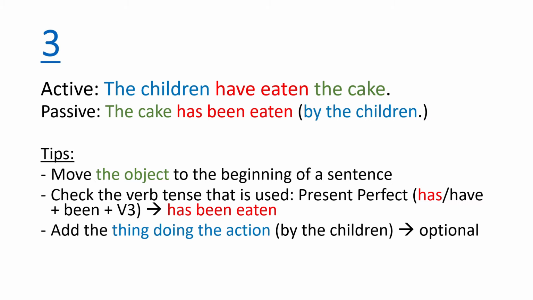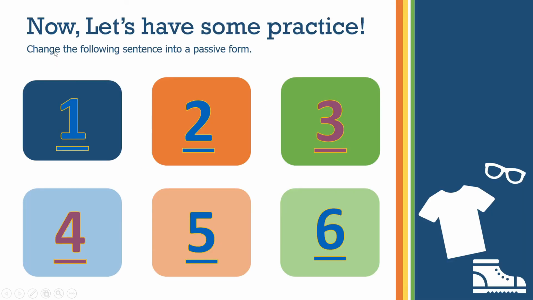Yeah. Why do we use have? Because the children is plural. Yes, very good. Because the children is plural noun. And then we have the passive form. The cake has been eaten. Why do we use has? Because the cake is singular. Yes, very good. So these are the tips, yeah, on how you change from active to passive for present perfect. Alright, it's clear.